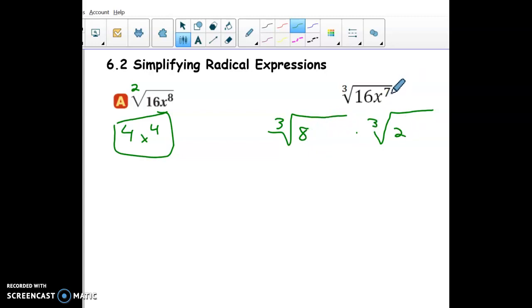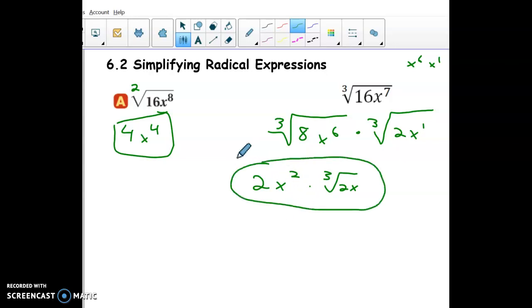And then for x to the 7th, if it's not divisible by 3, I just count backwards. So if we go to x to the 6th and x to the 1st, that 6 is divisible by 3. So we're going to put 6 x's here and then 1 in our leftover so that we still have 7 like we did at the start. Now clean up the perfect part. Cube root of 8 is 2, and then 6 is now divisible by 3, so it gives us x squared. And then our leftover part, we've got a third root of 2x. All right, and that's it.